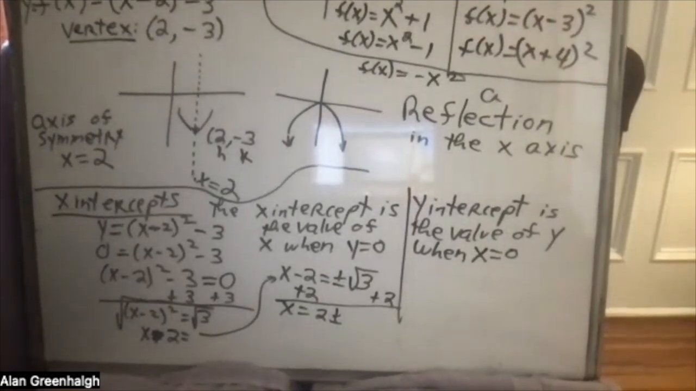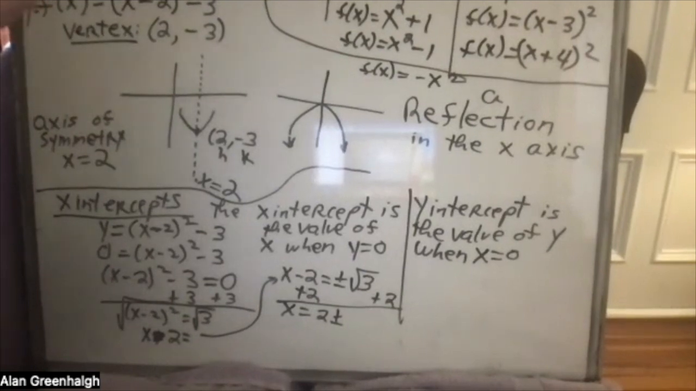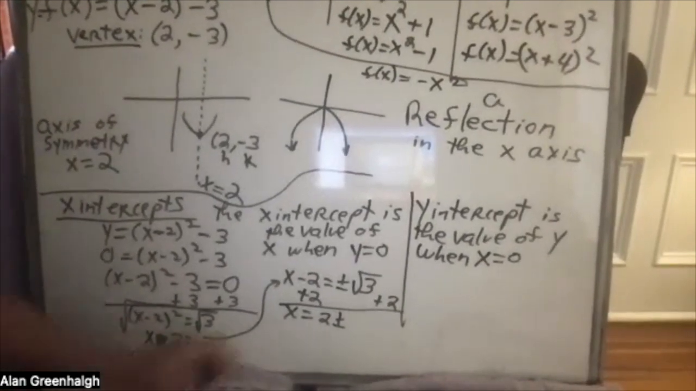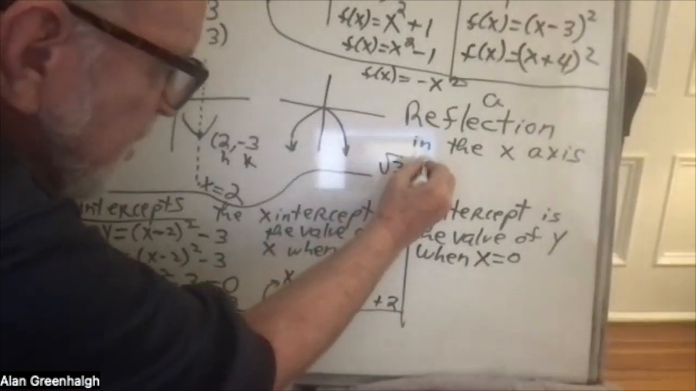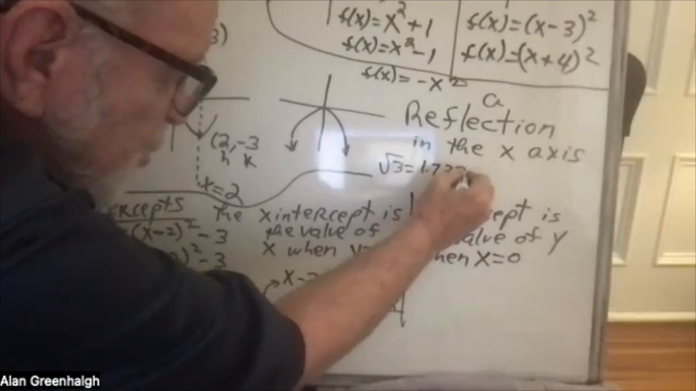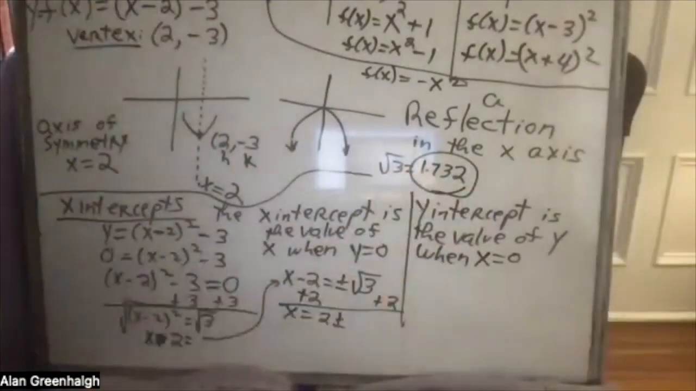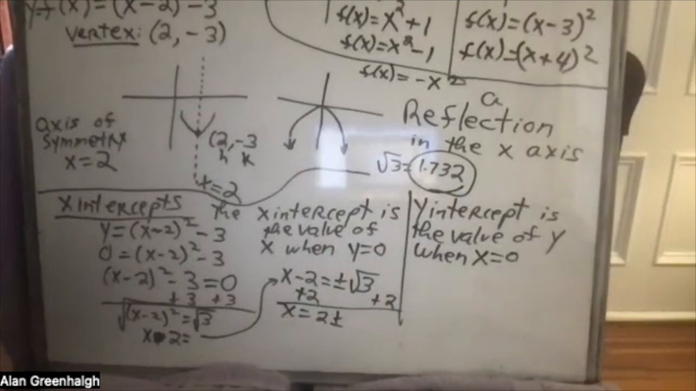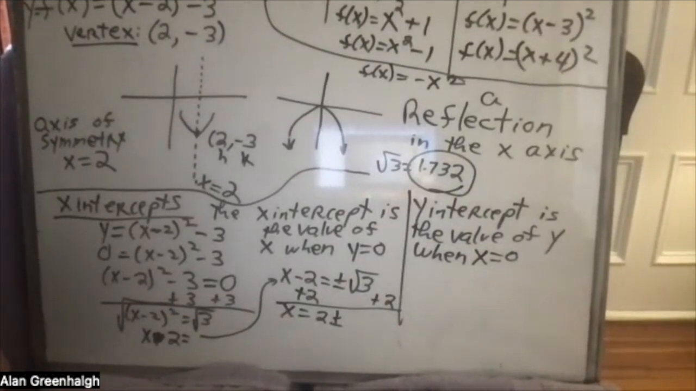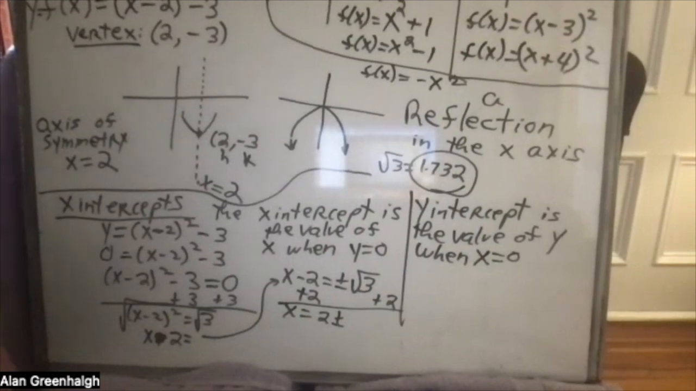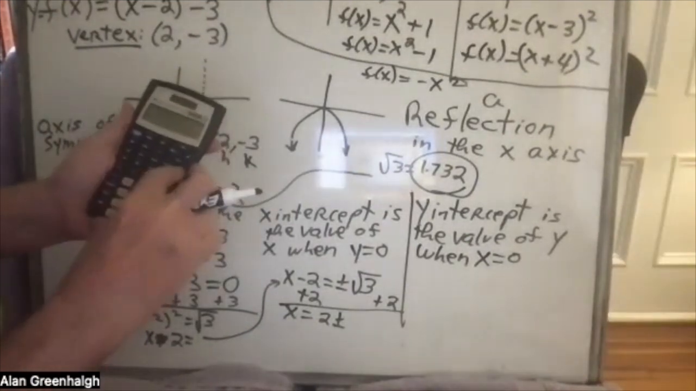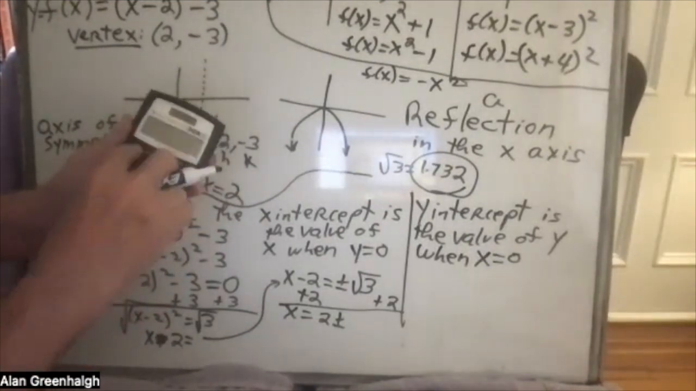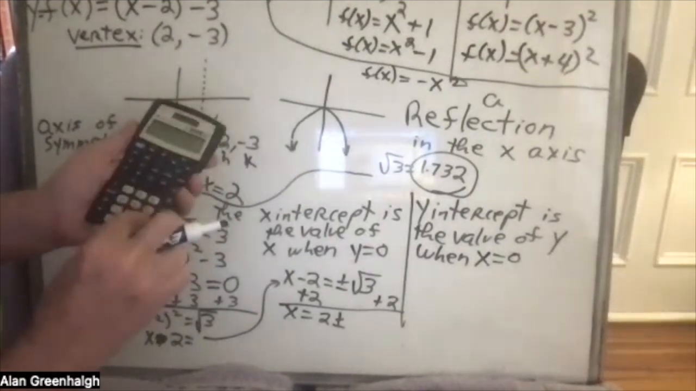It just so happens that by some fluke of nature, the square root of 3 is the year that George Washington was born. And since I'm a history fan, I happen to know that George Washington was born in that year, 1732. But if you weren't a freak of history like I am, it's very easy to find. You would simply turn on your calculator and find the square root of 3.